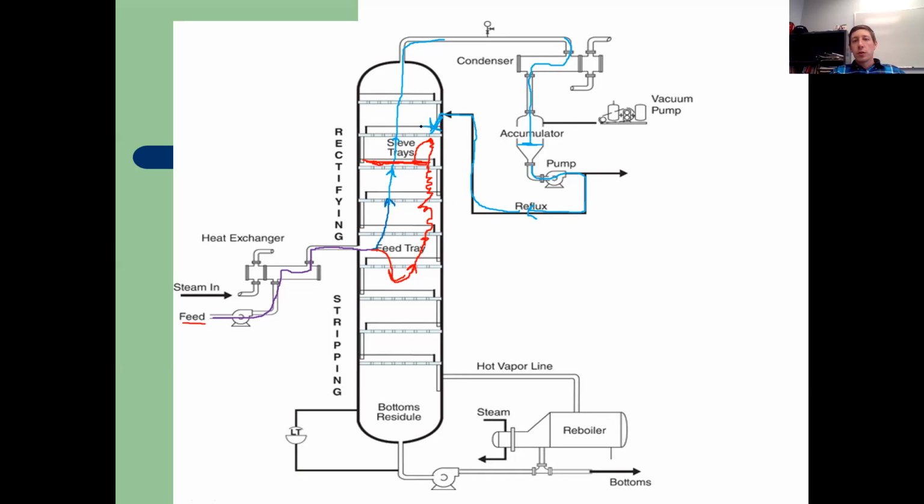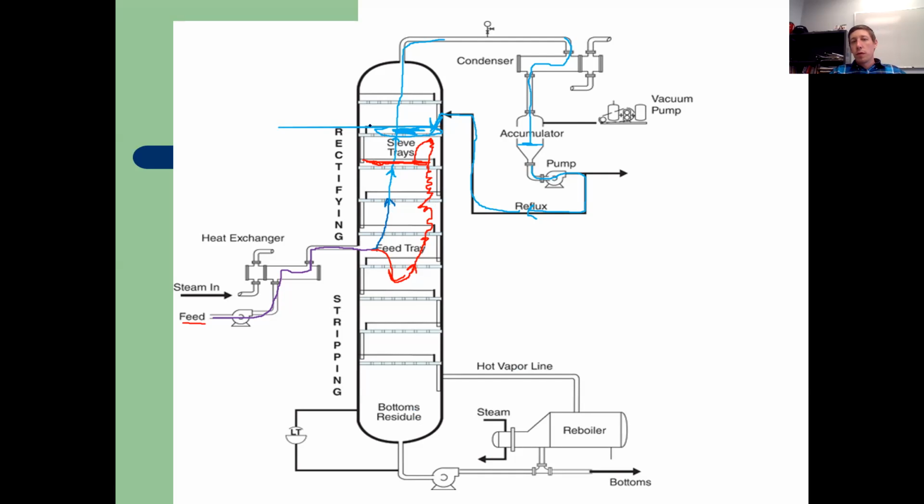What we want is for it to accumulate here, and we want it to stay towards the top of the column. If we don't allow our light components to stay towards the top of the column, they could fall down and end up going into our bottoms product. So that's what we have the weir for.